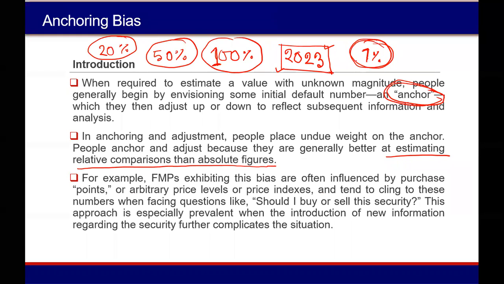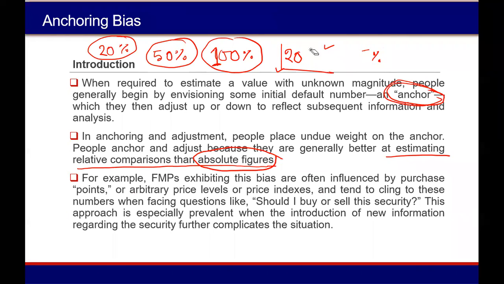You have started from 7. This 7 has come from some existing number, and you want to adjust that number in some positive direction or in some negative direction. People have a tendency to avoid estimating any absolute figure. People have a tendency to estimate some number which is related to the existing number. Got it? Yes, sir. Okay, so that is a kind of anchoring bias.